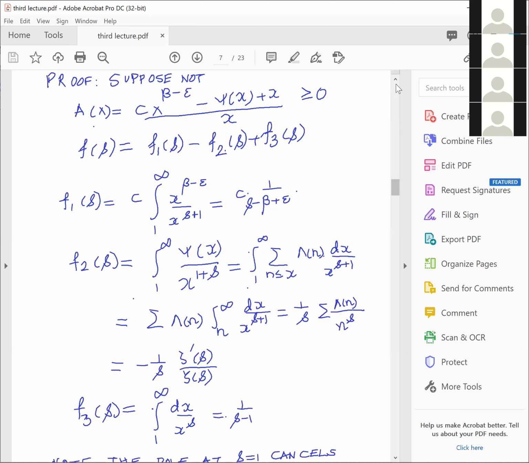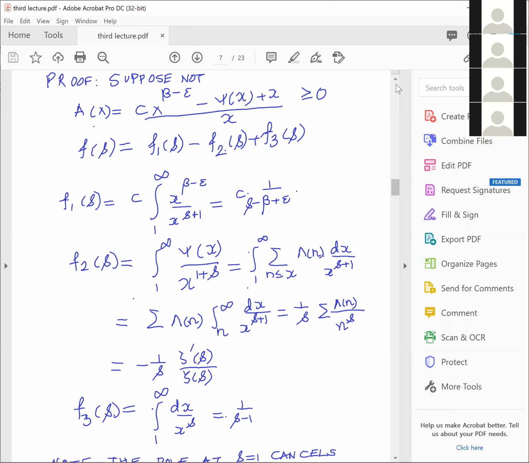And now, something I should have said, thank God you reminded me. As far as f2 of s is concerned, it will also not have any singularity till 0, because we know that the theta function does not vanish on the real line, except at minus 2, minus 4, etc. And that is rather easy to see. You see that the theta function does not vanish on the real line.